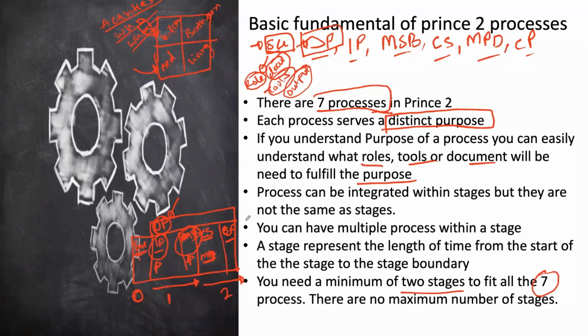So if there were another stage to accommodate this, basically, instead of this being a closing a project process, this would be another stage boundary, and this would be another CS, MPD, managing product delivery, and finally, this would be the closing a project process.